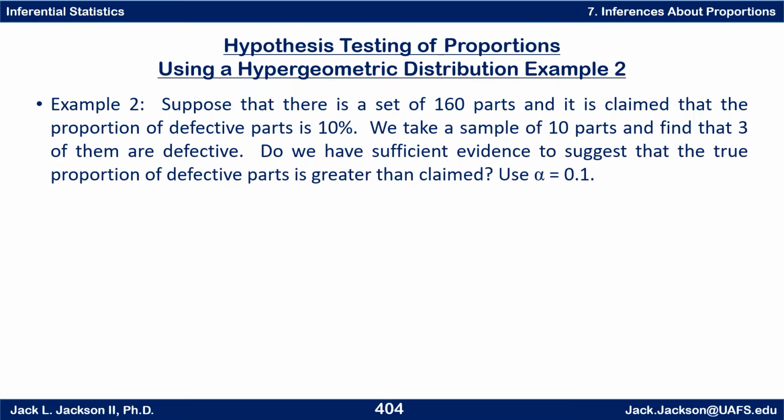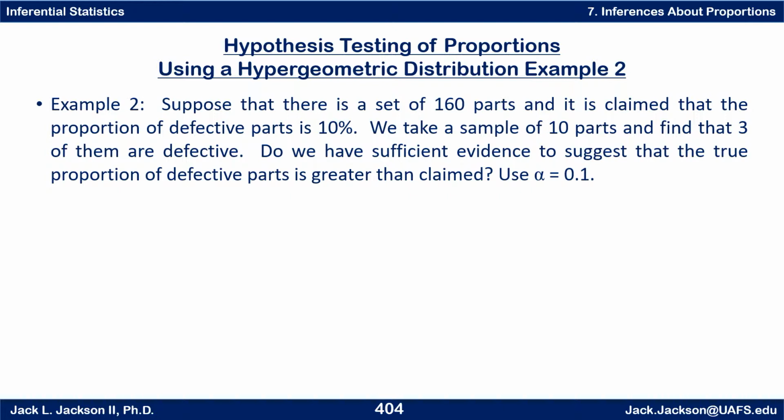All right, let's try another one. Maybe you could do this one on your own. Suppose that there's a set of 160 parts and it's claimed that the proportion of defective parts is 10%. We take a sample of 10 parts and find 3 of them are defective. Do we have sufficient evidence to suggest that the true proportion of defective parts is greater than claimed? Use an alpha of 0.1. See if you can do this one on your own.